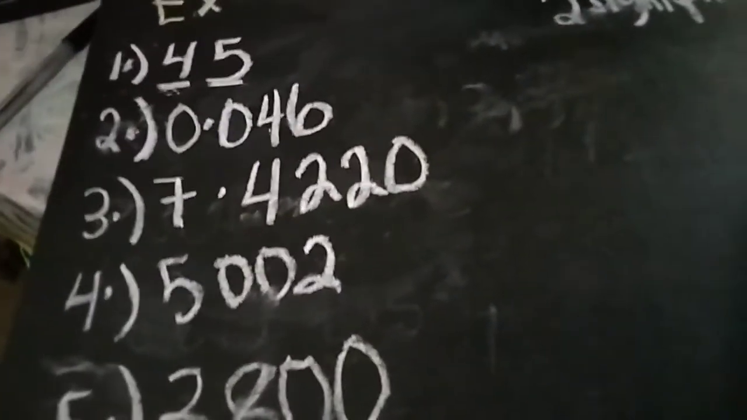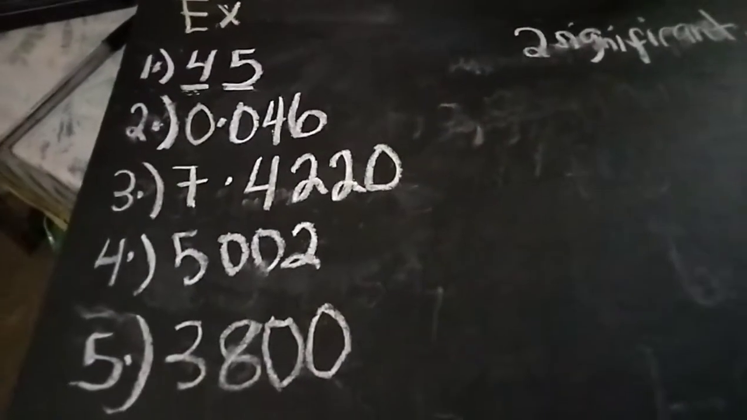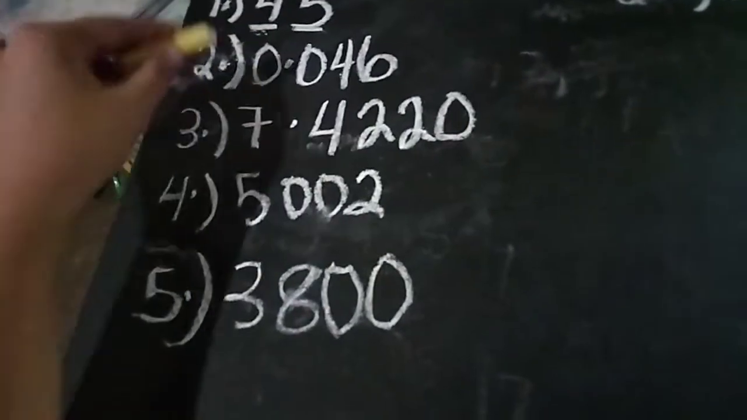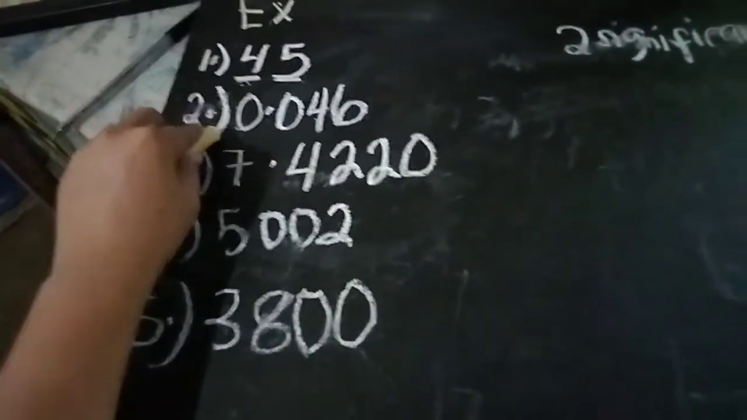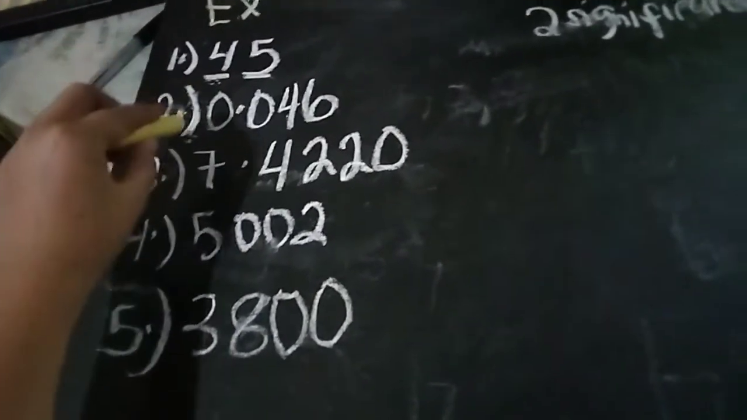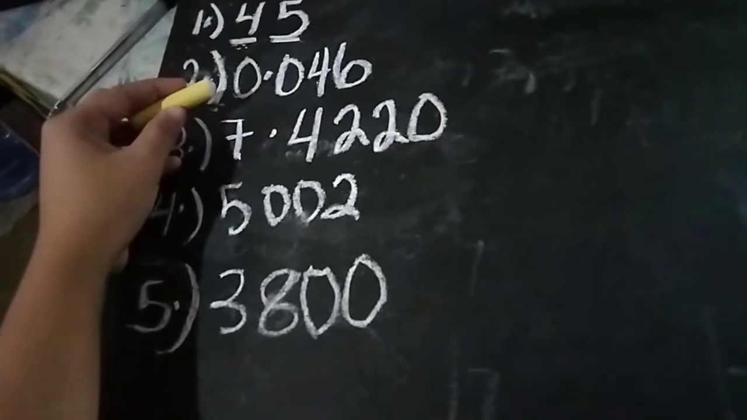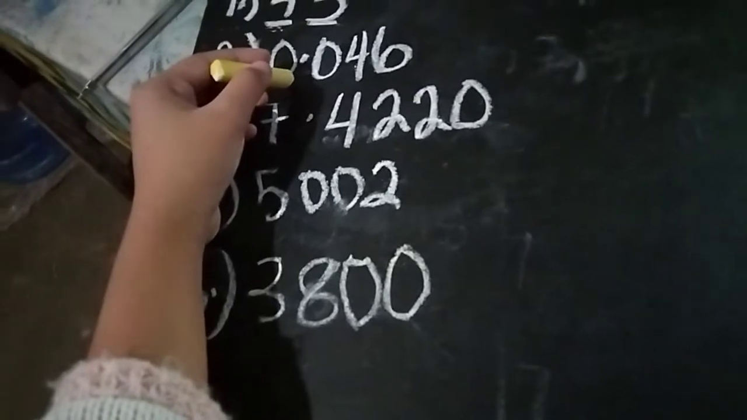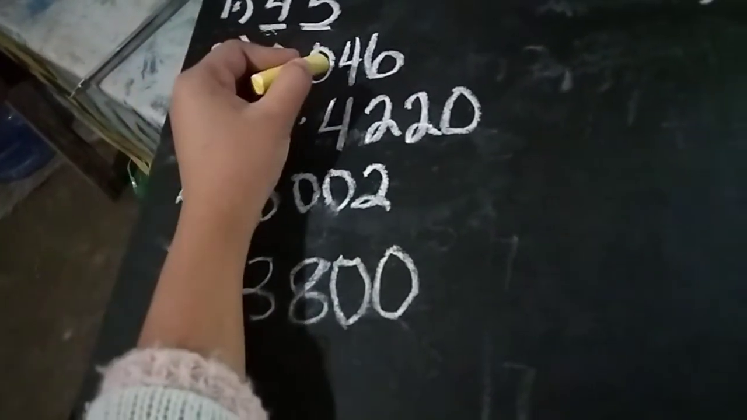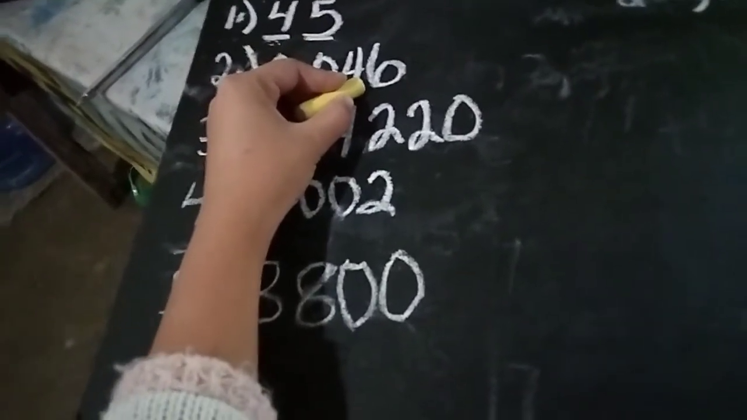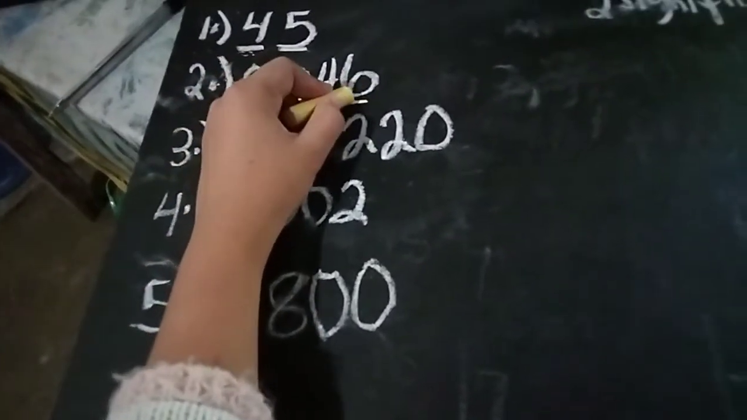In our number 2, what rule is this example? I know you're guessing, right? This example number 2 is an example of rule number 3, where the zeros on the left side are not countable as significant figures. So we start to count here, at the 4. So 1 and 2. The significant figures of example number 2 is 2.